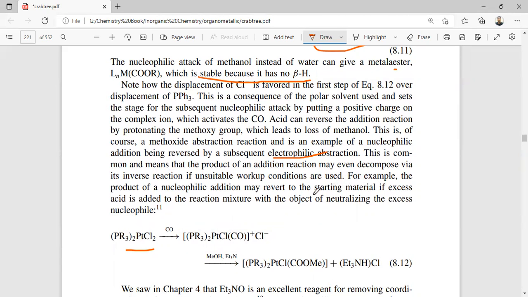So for example, the product of the nucleophilic addition may revert to the starting material if excess acid is added to the reaction mixture with the object of neutralizing the excess nucleophile.